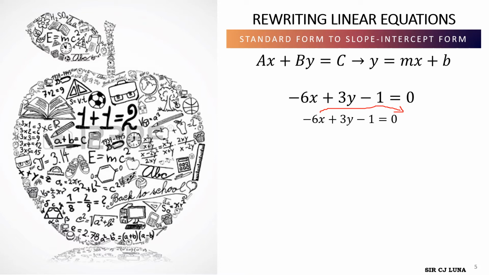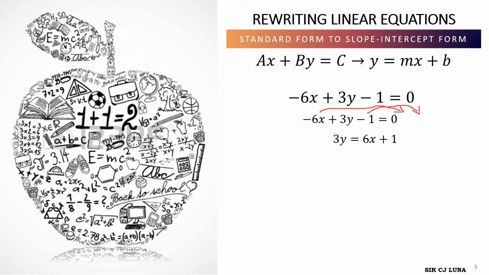Tapos, yung negative 1 naman, transpose din natin siya sa kabila, magiging positive 1 siya nun. Okay? So, meron tayong ngayong 3y equals 6x plus 1. So, nakaayos na yung ating mga terms. Yung y natin nasa left, tapos the rest of our terms are on the right side.